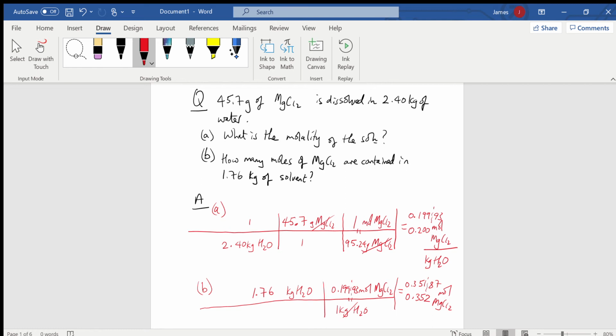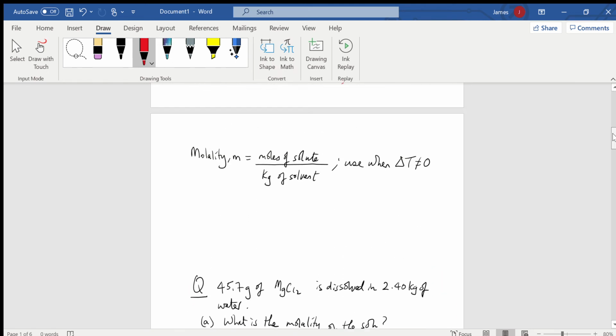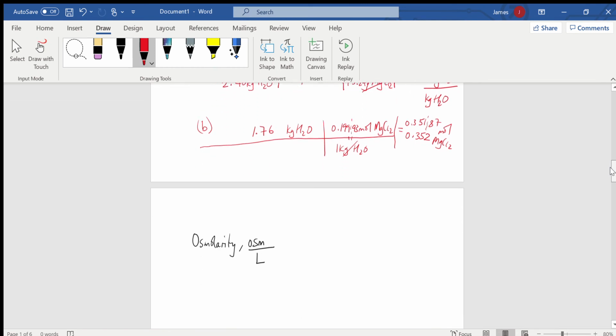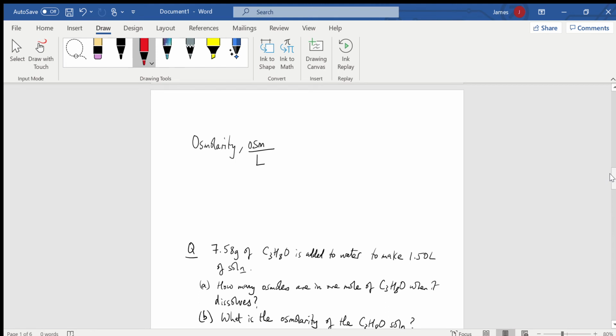Okay, so again, the difference between molarity and molality, you use molality either if you're asked to, or you choose to use it if you have a temperature variance during your experiment. Let's move on to something a bit more exotic, but not that much. Osmolarity. So here, instead of moles per liter, we're going to use osmoles per liter. So this is osmoles of solute per liter of solution.